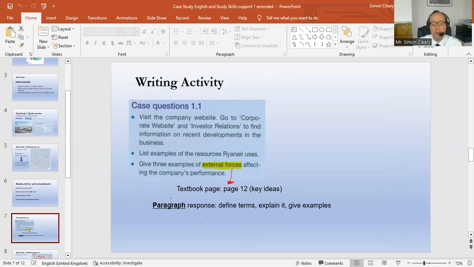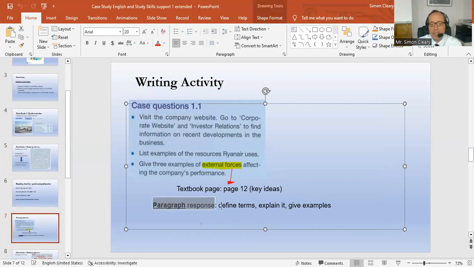You need to think about what the paragraph response actually wants you to do. Part of that is to define the terms. What are external forces? Explain them. So what do they mean? When do they exist? When do they come about?